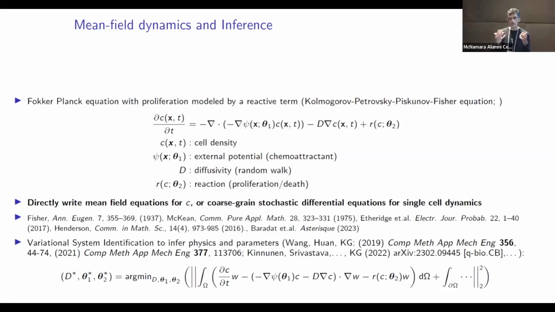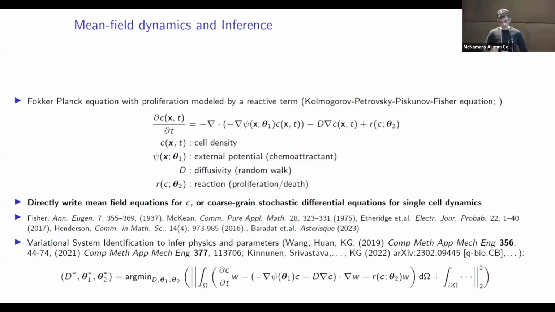The potential is really understood as an external driving force that is maybe giving a directed motion to this population. The diffusivity comes from the idea that cells, like many other populations, also have a random walk aspect to them. And finally, R, from the standpoint of the equation, is a reaction term, but it really models birth and death processes. So the cells are dividing and dying and so forth.